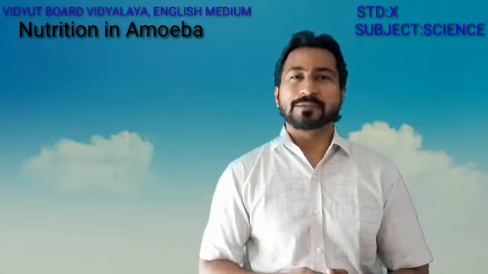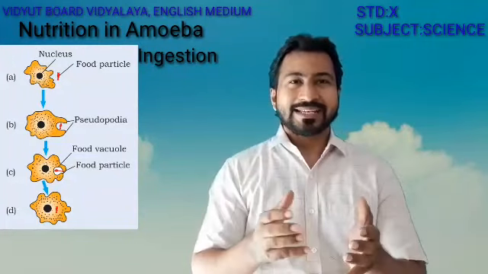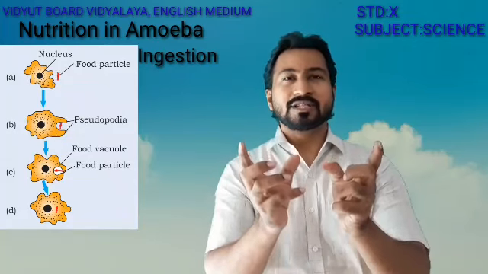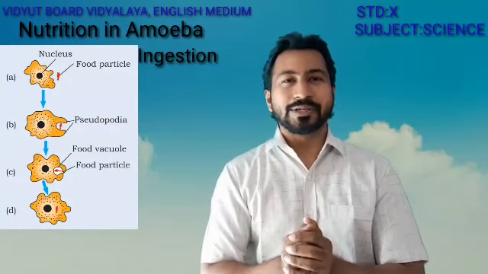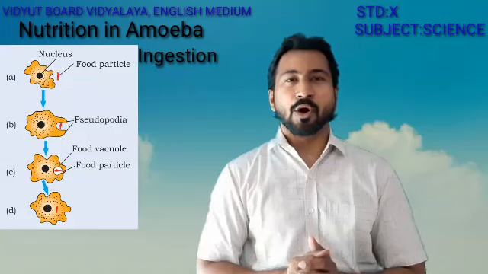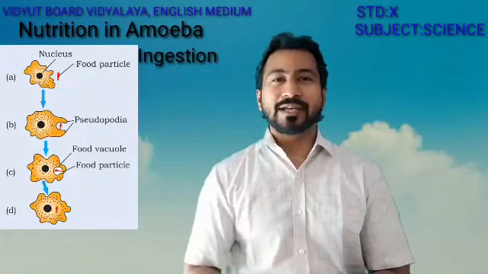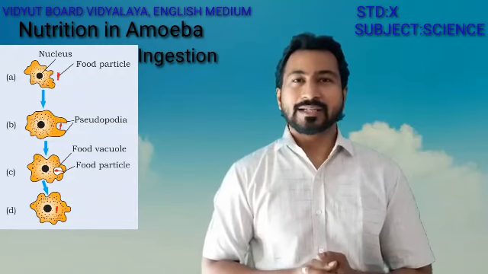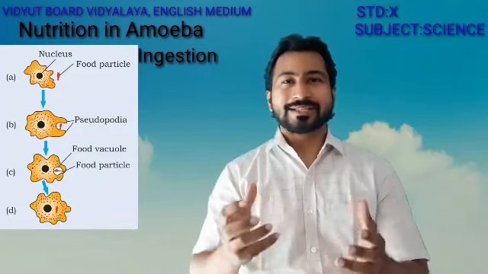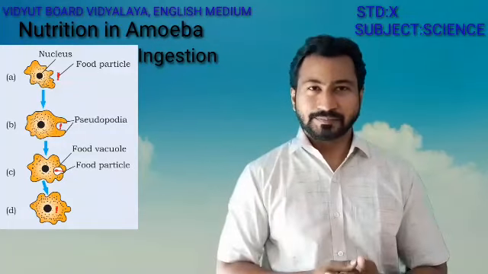Now here a lot of steps are there. The first step is ingestion. Ingestion is the process by which amoeba produces the finger-like structures, that is pseudopodia, and it engulfs the food particle and forms a food vacuole. So inside a food vacuole, now we have two major things, that is the food and lysosomes. Now lysosomes are the organelles present inside a typical cell.